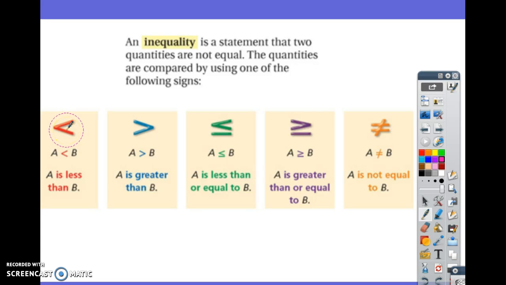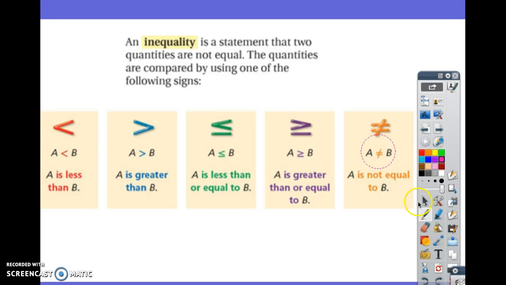This one is going to mean A is less than B. In the next example, the blue one here, we have A is greater than B. Remember from earlier years in math that the symbol keeps the bigger number. Over here, we have A is less than or equal to B. The purple, A is greater than or equal to B. And in the final one, we have A is just not equal to B at all.